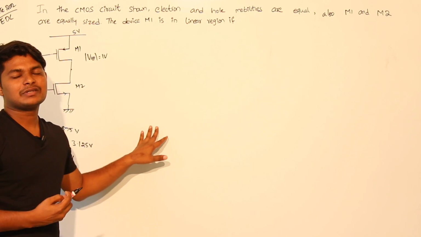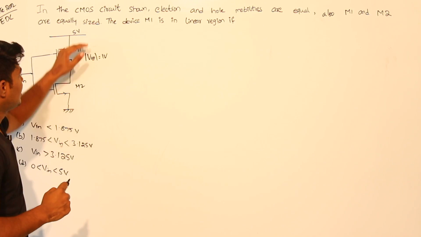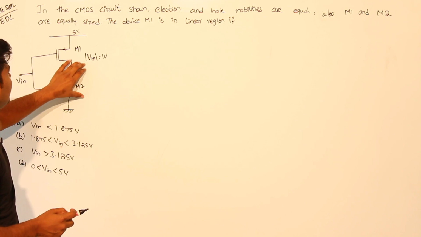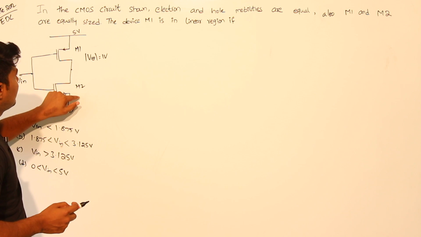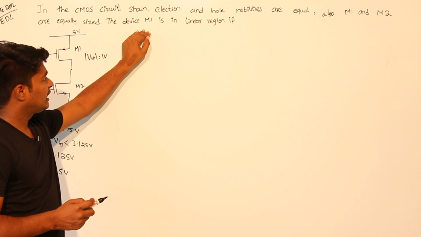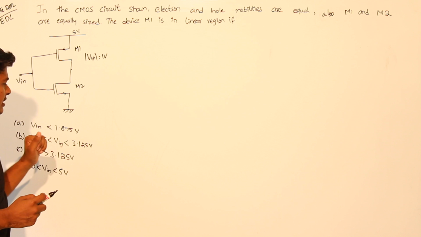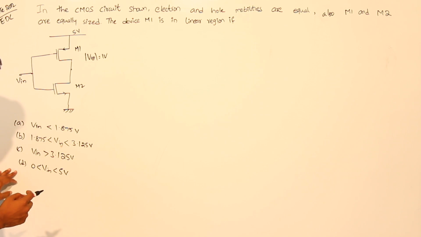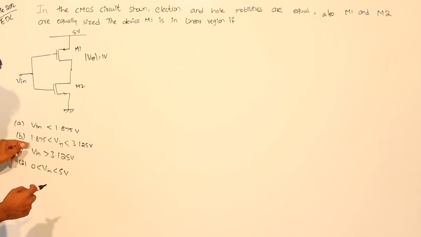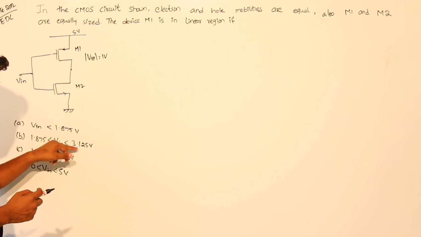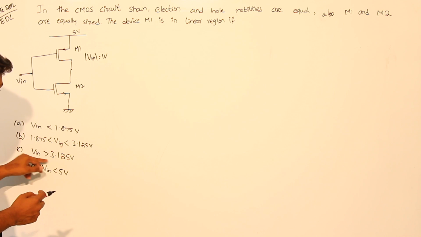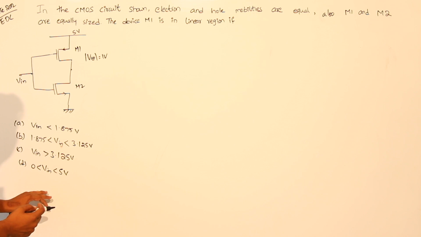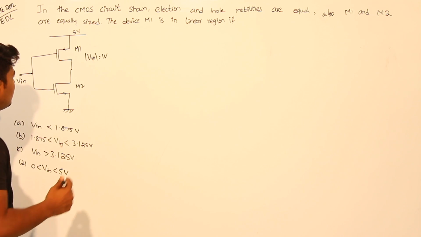Let's see this question. This question is given in GATE 2012 in the subject EDC. The CMOS circuit shown here, electron and hole mobilities are equal. Also M1 and M2 are equally sized. The device M1 is in linear region if, with respect to input voltage: option A, V in less than 1.875; option B, 1.875 less than V in less than 3.125; option C, V in greater than 3.125; and option D, it is between 0 volts and 5 volts. Okay, they are asking with respect to M1.